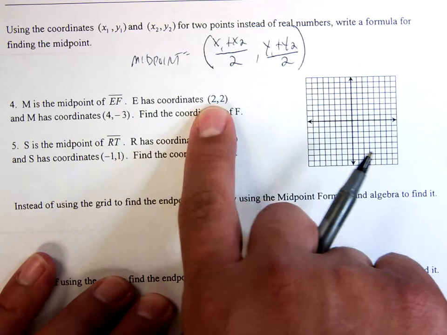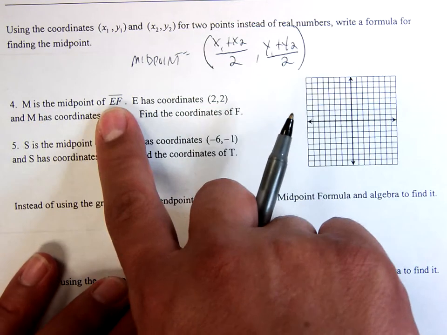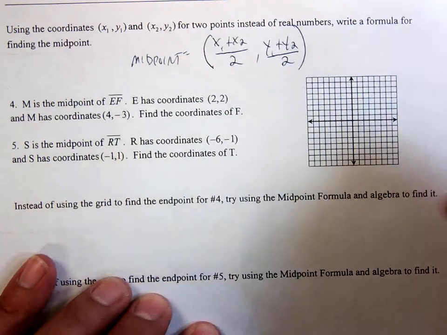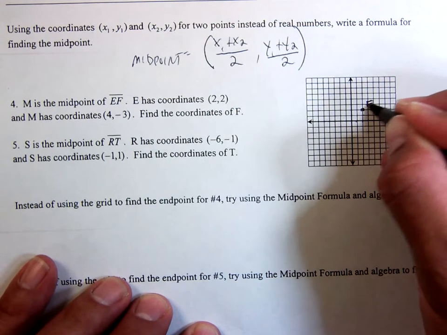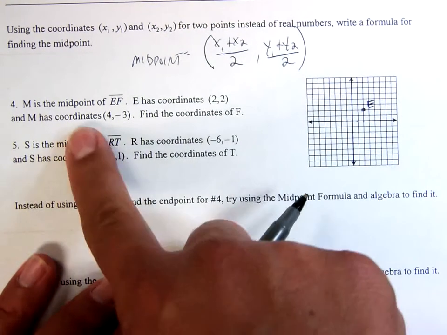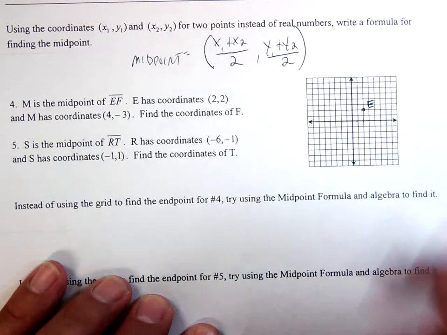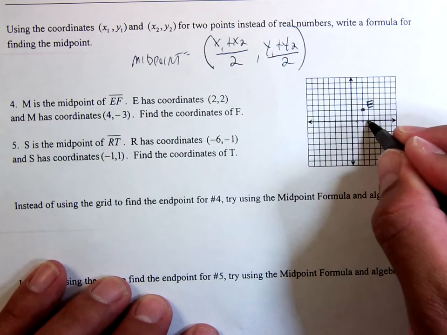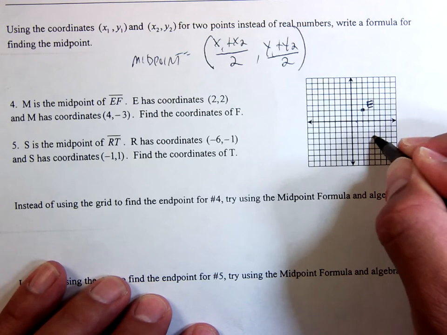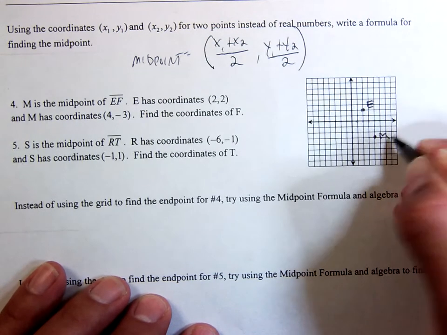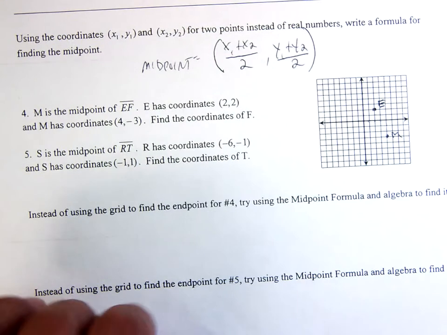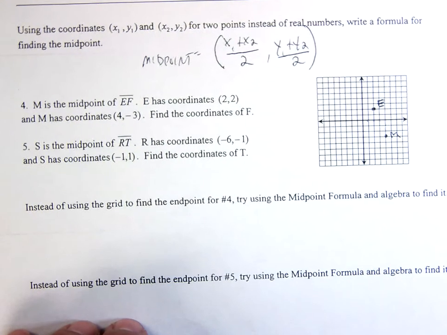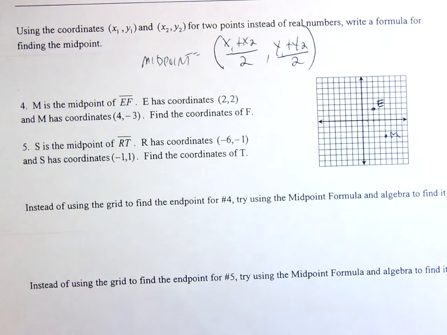It tells me that M is the midpoint of EF, and that E is at (2, 2). So 1, 2, 1, 2. There's E. It then tells me that M has coordinates of (4, -3). 1, 2, 3, 4. 1, 2, 3. So there's M. Now, it does not tell me where F is. We're looking for F this time. It did not give me the 2 coordinates and ask for the midpoint. It gave me 1 coordinate, it gave me the midpoint, and asked me to find F.